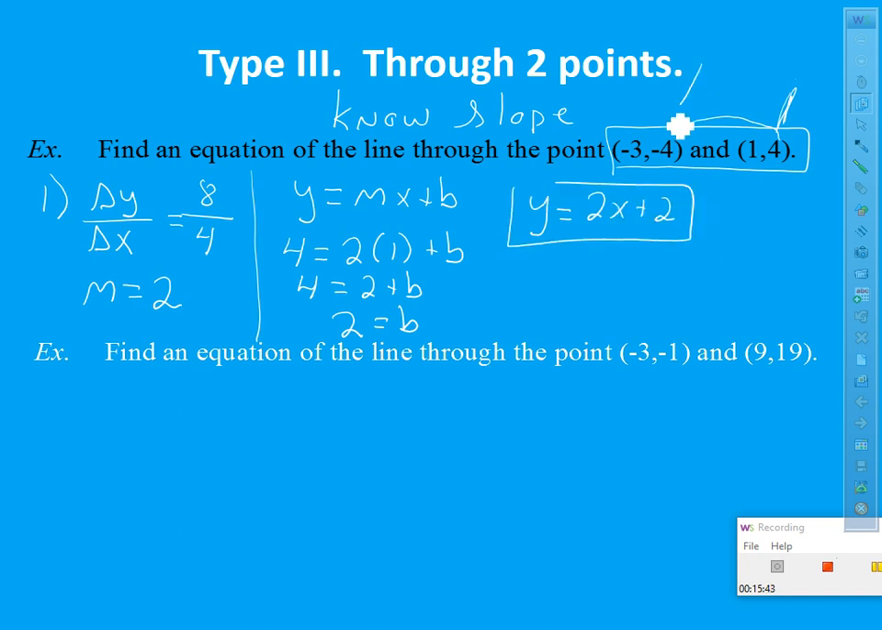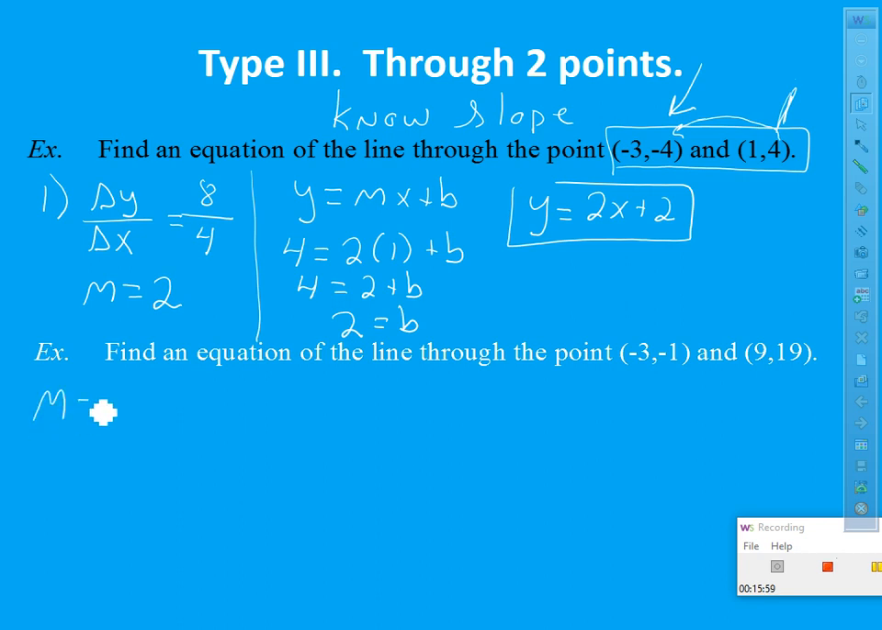If you would have chosen this point, you would get the exact same line. So pick the point that you think looks the easiest. Here goes my next one. Find an equation of the line through the point negative 3, negative 1, and 9, 19.